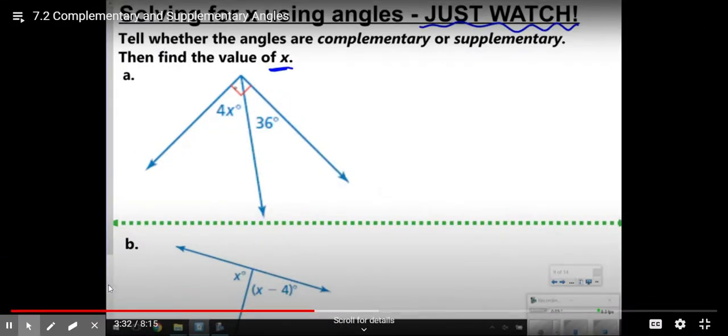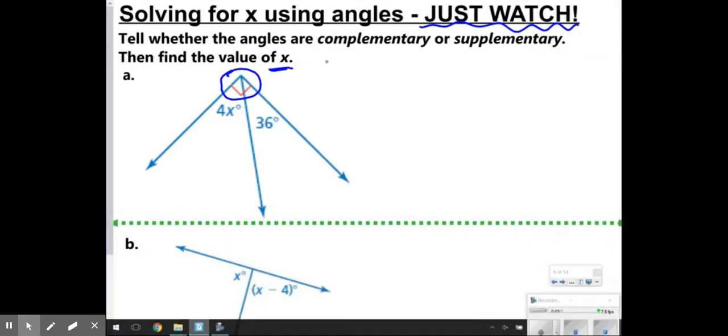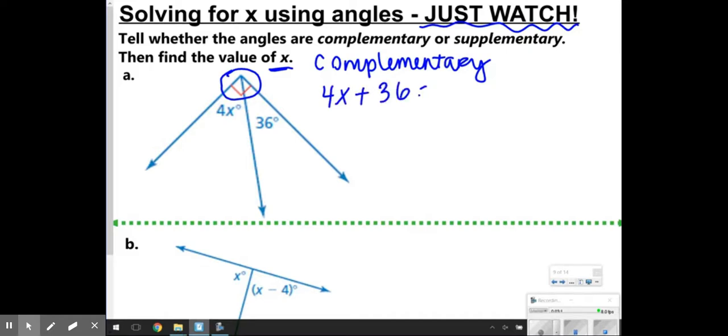For letter A, I notice that there is a square in the corner. So this one is definitely a complementary angle, meaning it is 90 degrees. I know that it's going to be equal to 90 degrees, so the true statement that I'd write about it would be 4x plus 36 equals 90 degrees. We kind of looked at this yesterday as well with adjacent and vertical angles.